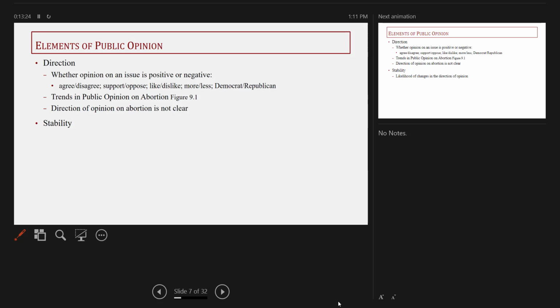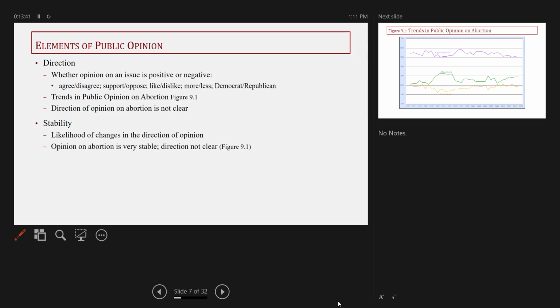Well, that brings us to the second element of public opinion, and that is stability. And the stability of public opinion just refers to how likely is it that opinions are going to change directions on this particular issue.